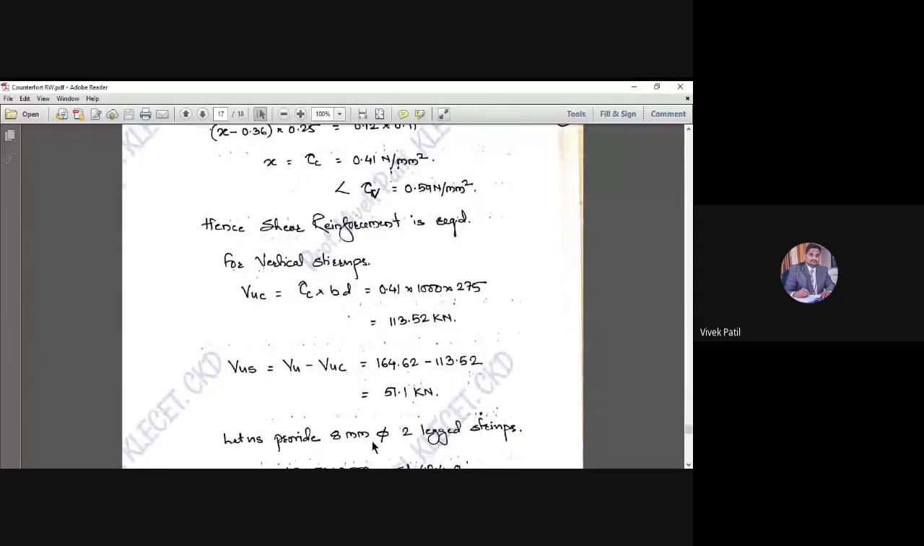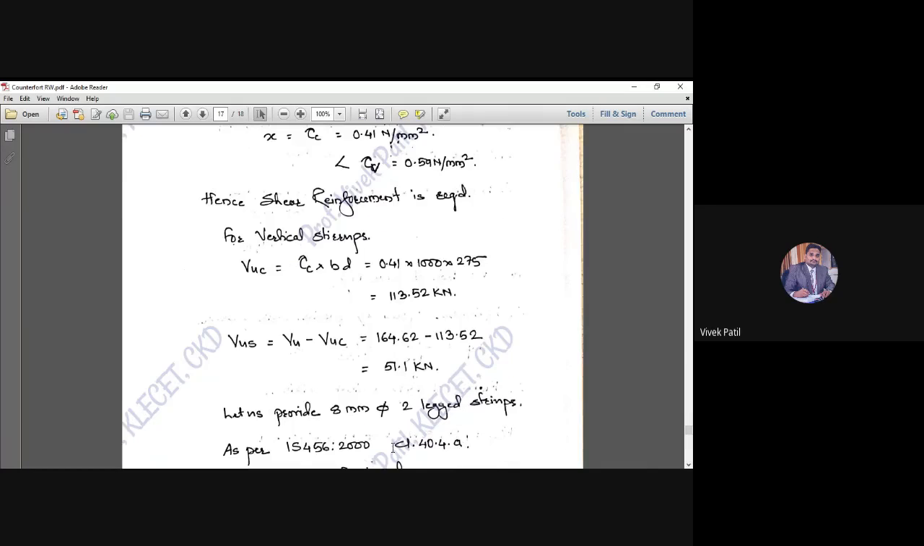Let us provide 8 mm bars, but here the force is less as compared to the earlier force we calculated in the heel part. So we will provide only 2-legged stirrups, not 4-legged stirrups, because the load is less than earlier. So let us provide 8 mm 2-legged stirrups.